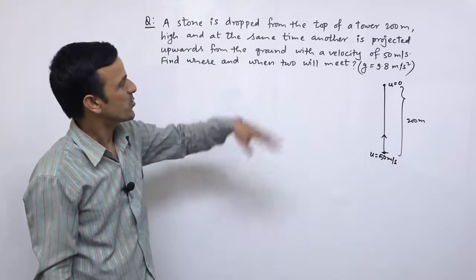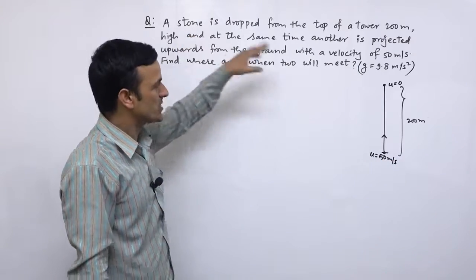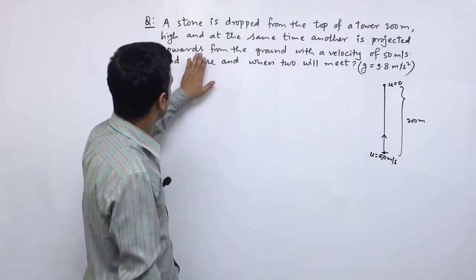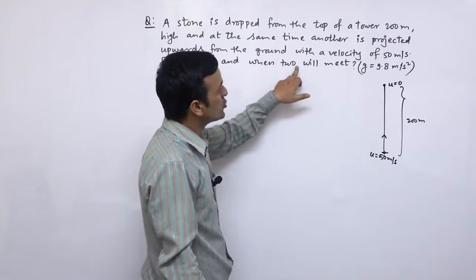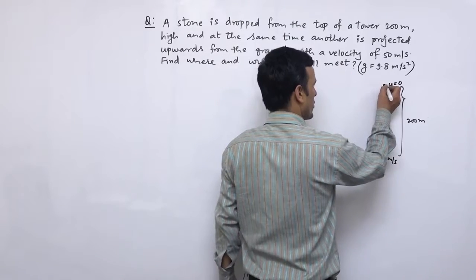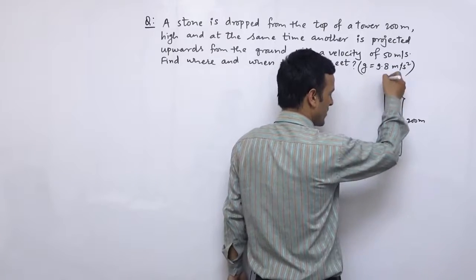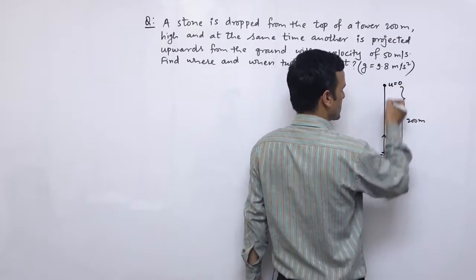One of the particles is projected upward and this stone is projected downwards. So they are just opposite each other, and find where and when the two will meet. So one of the particles is dropping here, falling from this point, and another is projected upward.